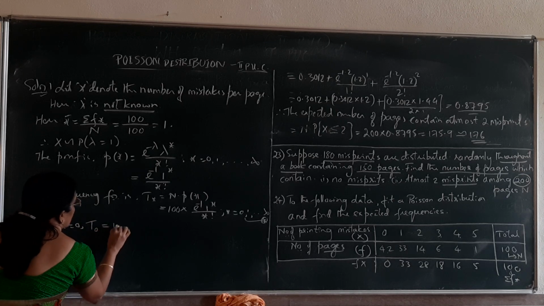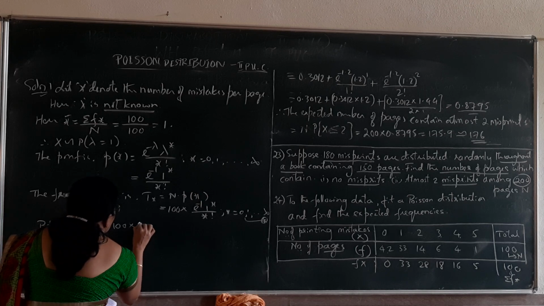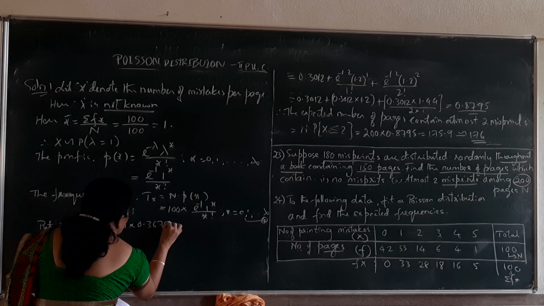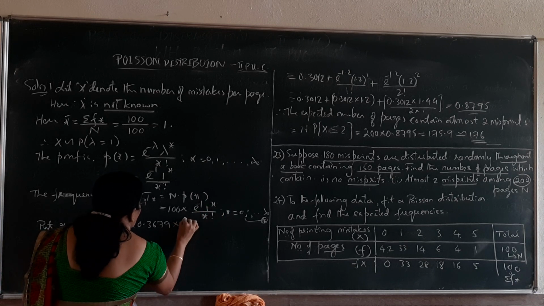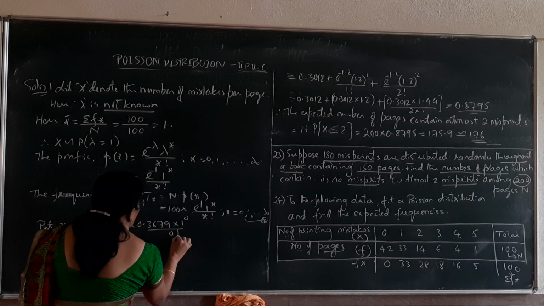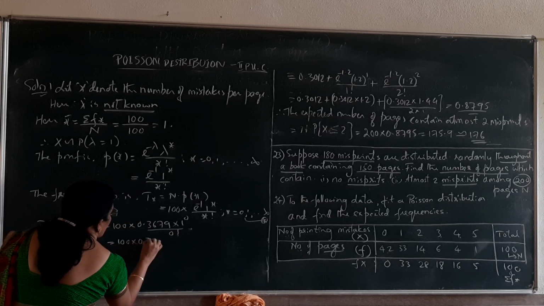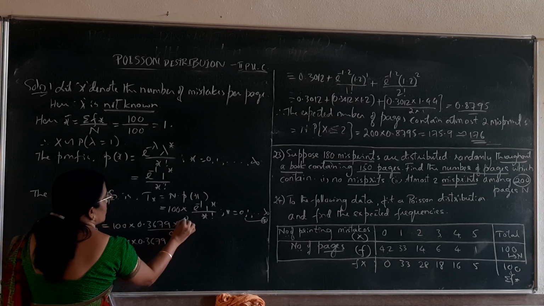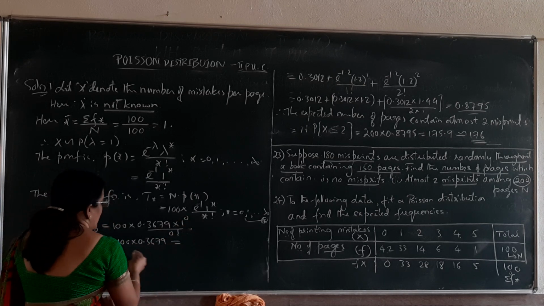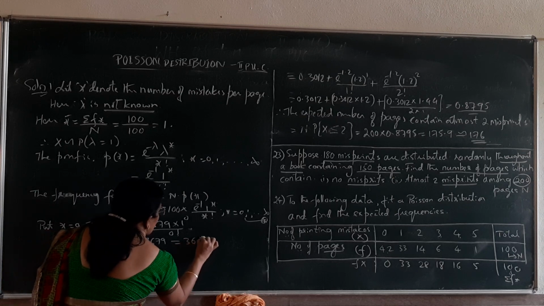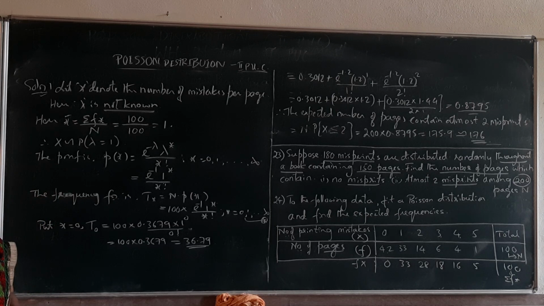T0 is equal to 100 into e power minus 1. E power minus 1 is 0.3679, into 1 power 0 divided by 0 factorial, which is equal to 100 into 0.3679 into 1 power 0, 1 over 0 factorial 1. So you multiply, and the answer is 36.79. It is the first frequency.